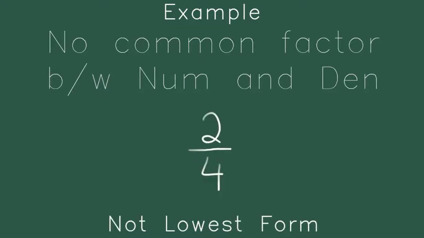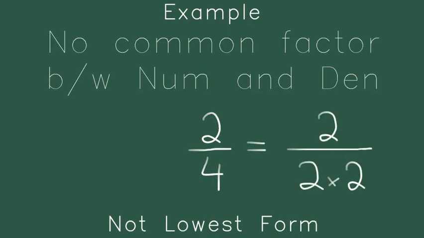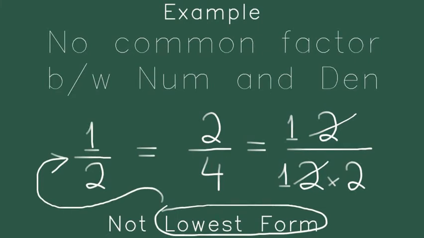Now let's say we have 2 by 4. It's not in its lowest term. You can make it even simpler. 4 is equal to 2 times 2. So what you can do is cut the 2's out, and you get the answer 1 by 2. Now 1 by 2 is equal to 2 by 4, but it's going to be smaller. What's the word I'm trying to look for? It's going to be compact. Yeah, it's going to be compact.